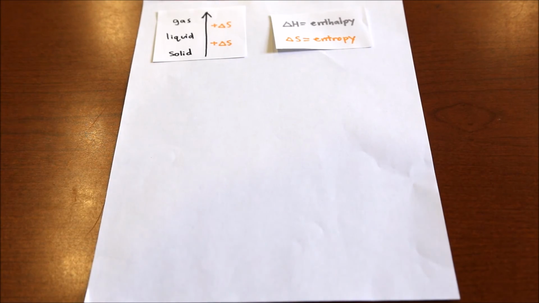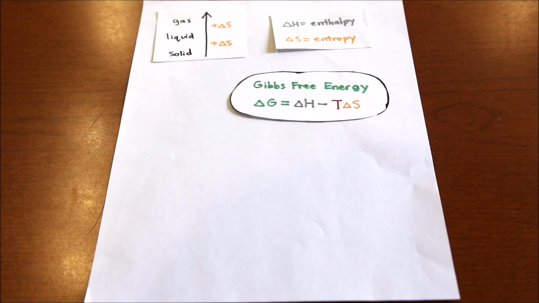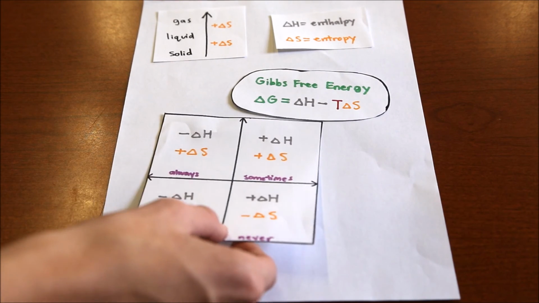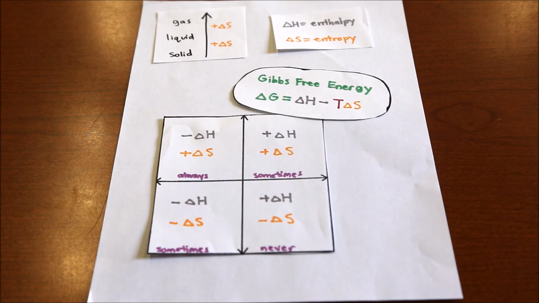Aside from enthalpy, there's also entropy, or disorder. When a solid goes to a liquid or to a gas, there's an increase in entropy, where the molecules are speeding up, aka chaos. Enthalpy, delta H, and entropy, delta S, are related in Gibbs free energy. Delta G equals delta H minus T times delta S. Now substituting the known variables, we create this chart showing that when H is negative and S is positive, a reaction will always happen. When H is positive and S is negative, a reaction will never happen, and sometimes for the other two.